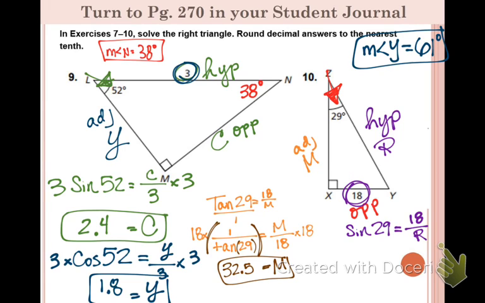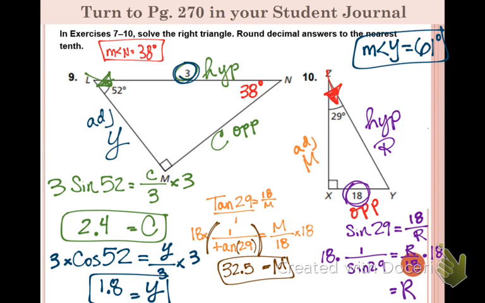So, letter R is on the bottom, so you'll want to flip both. So you'll have 1 over sine of 29 will equal R over 18. This is called cosecant, for those of you who want to wow Mr. Cosin later on. Multiply both sides by 18. Write it on your paper. You don't have to tell me the answer yet.